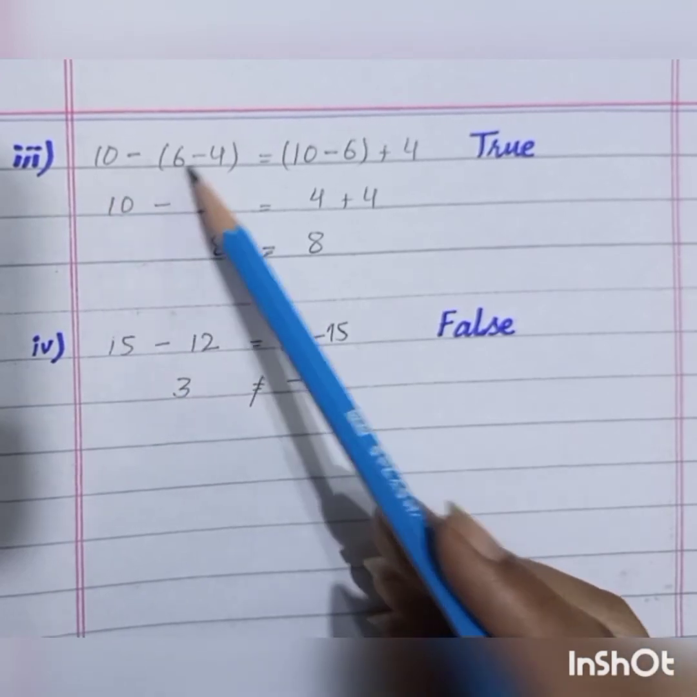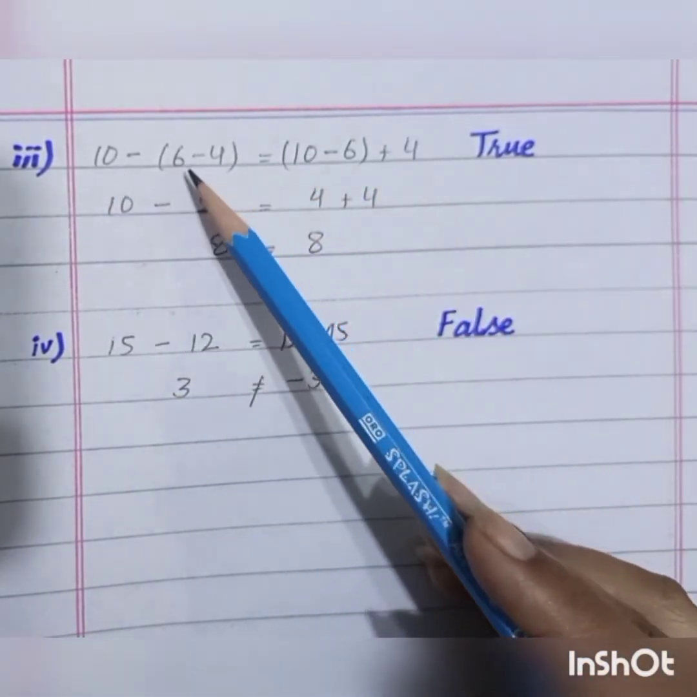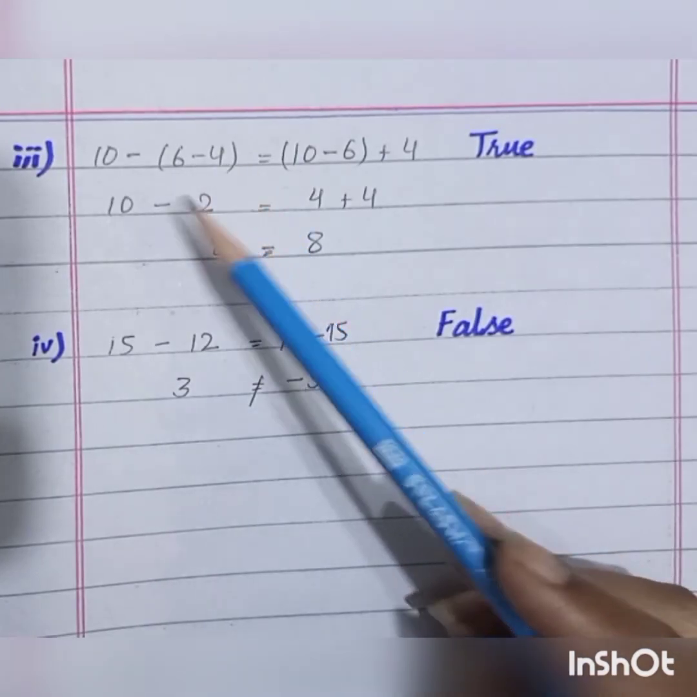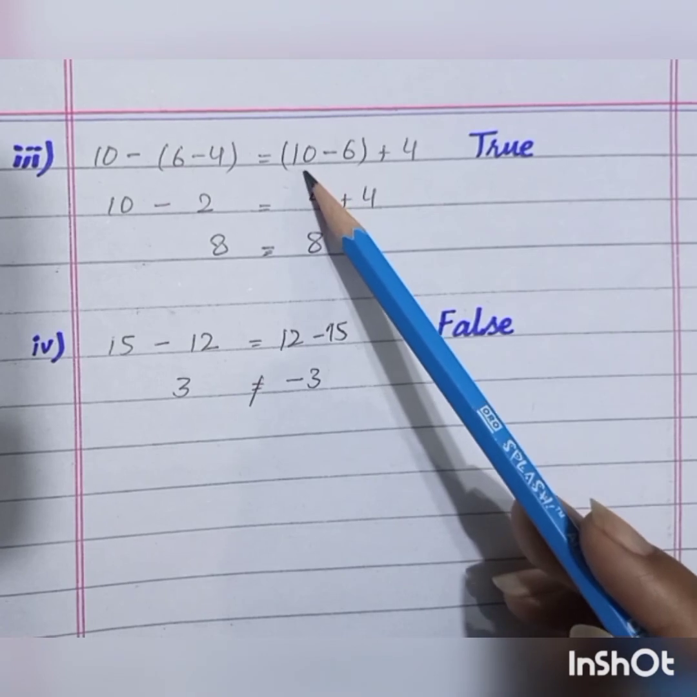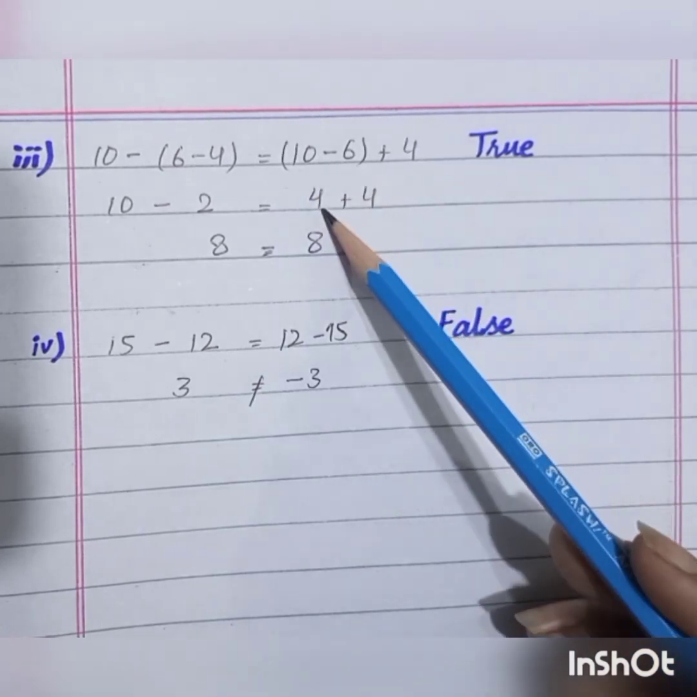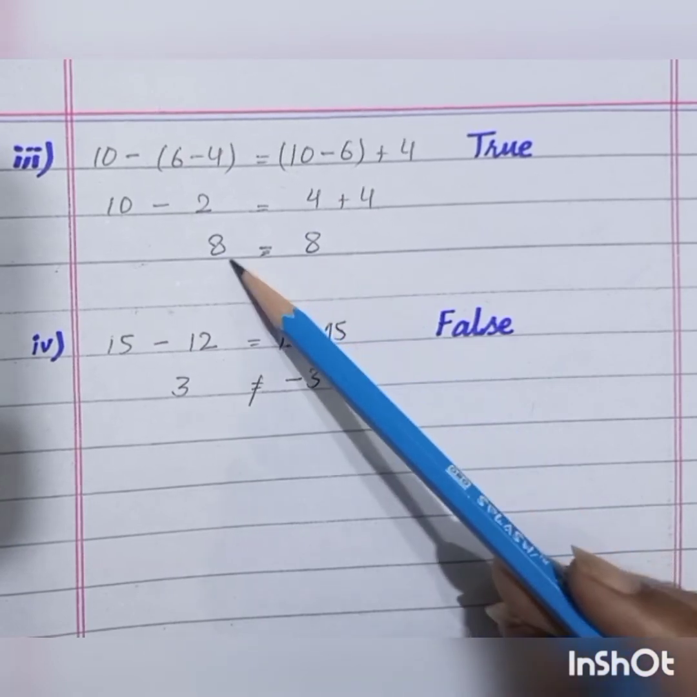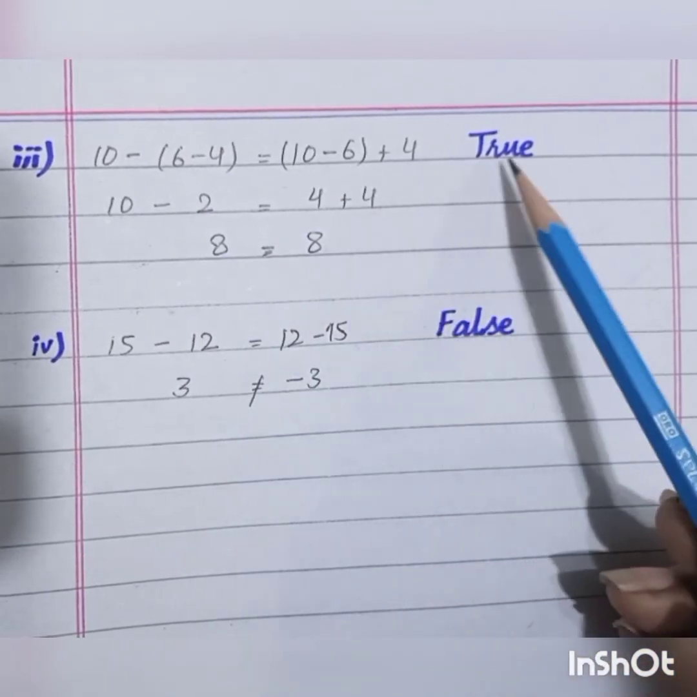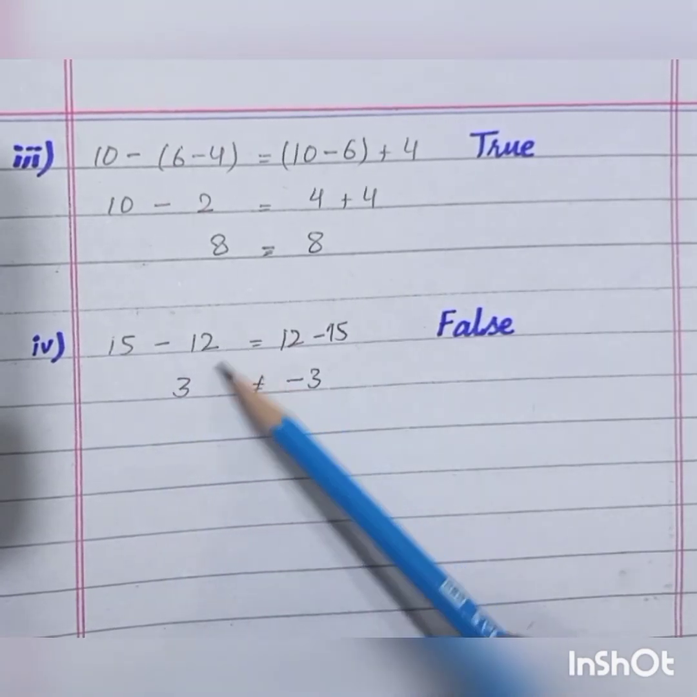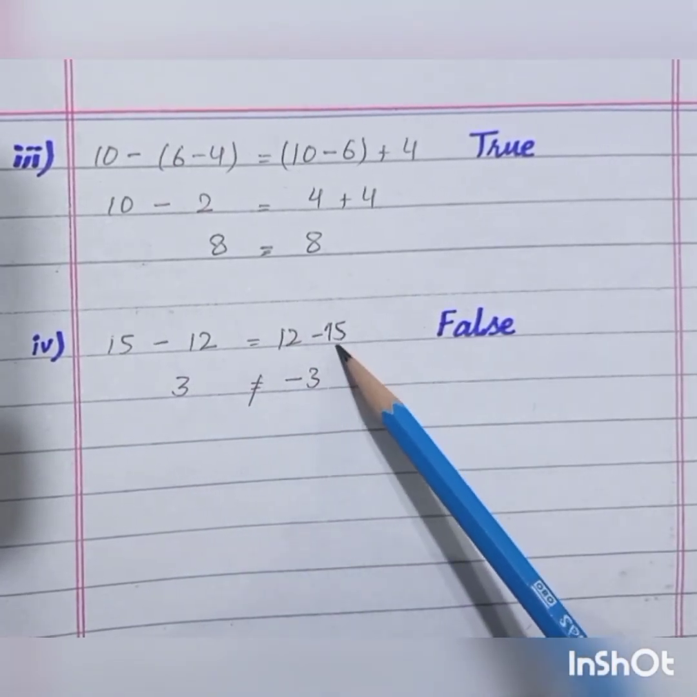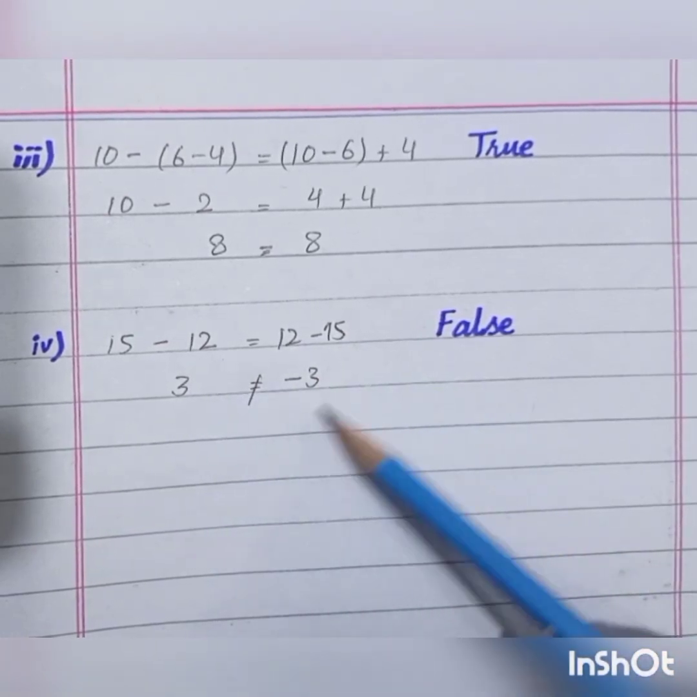Part number 3 is 10 minus (6 minus 4) is equal to (10 minus 6) plus 4. 10 is as it is, and by solving 6 minus 4, the answer is 2. 10 minus 2 is equal to 8. Now on the right hand side, 10 minus 6 is equal to 4 and plus 4 as it is. By solving this, the answer is 8. We can see that 8 is equal to 8. So this statement is true. Part number 4 is 15 minus 12 is equal to 3 and 12 minus 15 is not equal to 3. In fact, it is minus 3. So 3 does not equal minus 3.